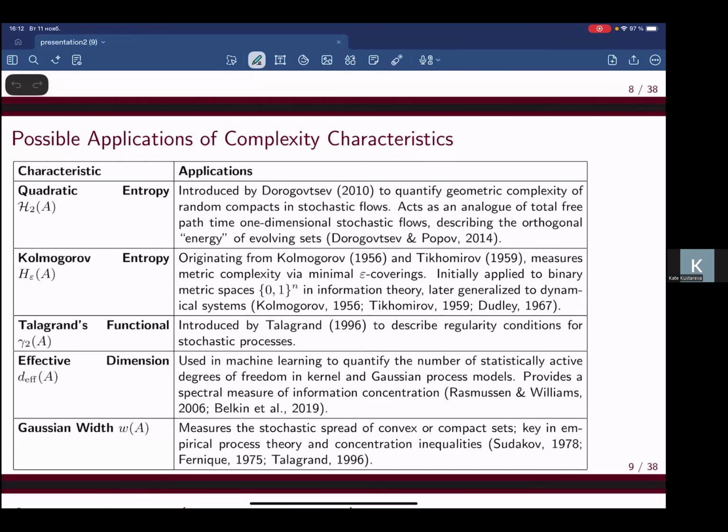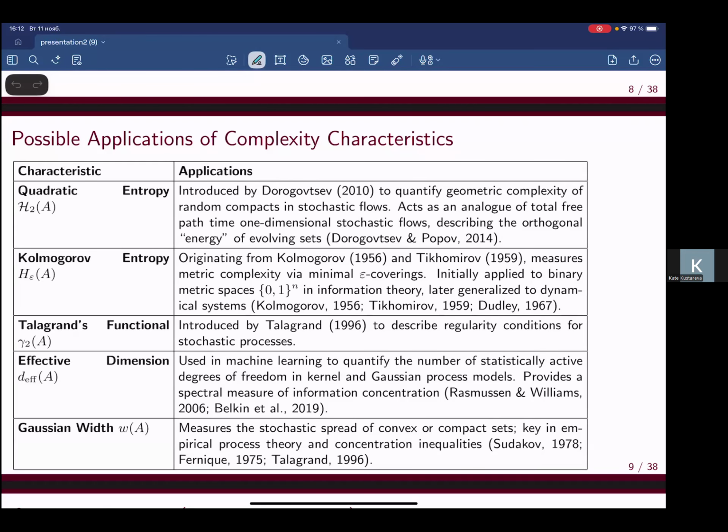Effective dimension is directly connected to machine learning. It quantifies how many degrees of freedom are effectively active in a kernel, or in Gaussian process models too. So it serves as a spectral measure of information concentration.